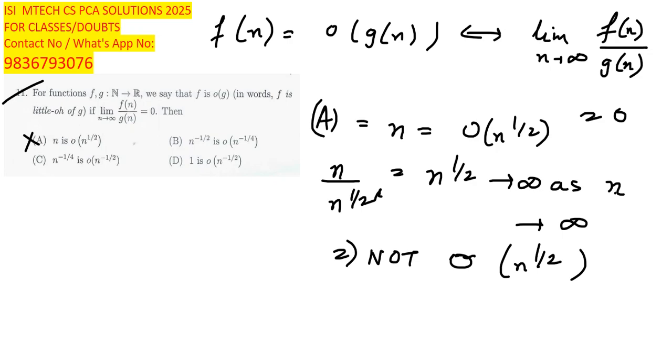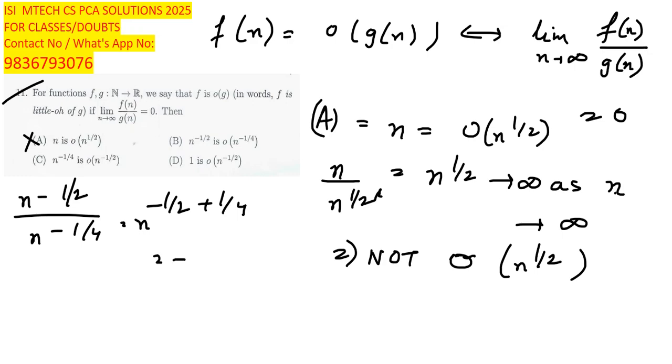Next we are having n to the power minus half. N to the power minus half by n to the power minus 4. So that's n to the power minus half plus 4. That's n to the power minus 1 by 4. Okay, so it's 0 because it satisfies. So true. Third option, n to the power 4.